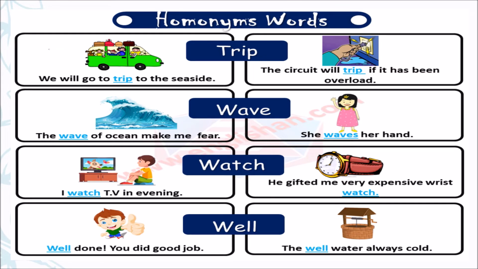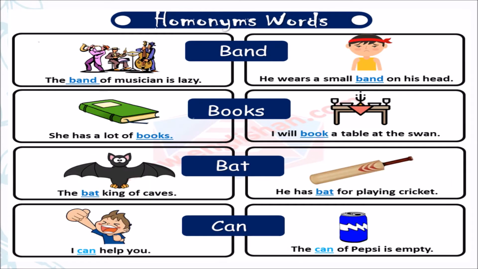I watch TV in the evening. He gifted me a very expensive wrist watch. Next we have well. Well done, you did a good job. The well water is always cold. Next we have band. The band of musicians is lazy. He wears a small band on his head.